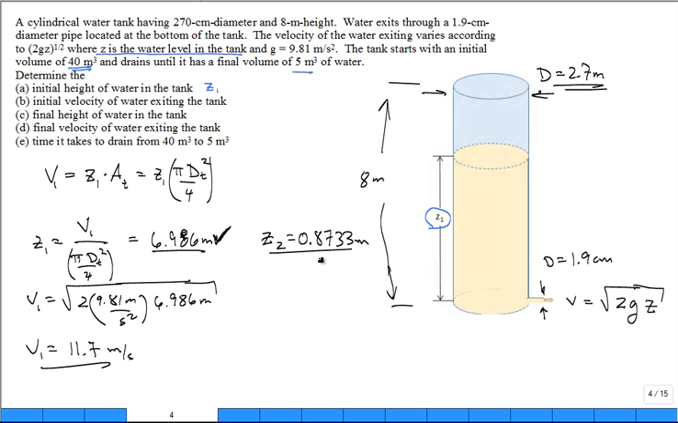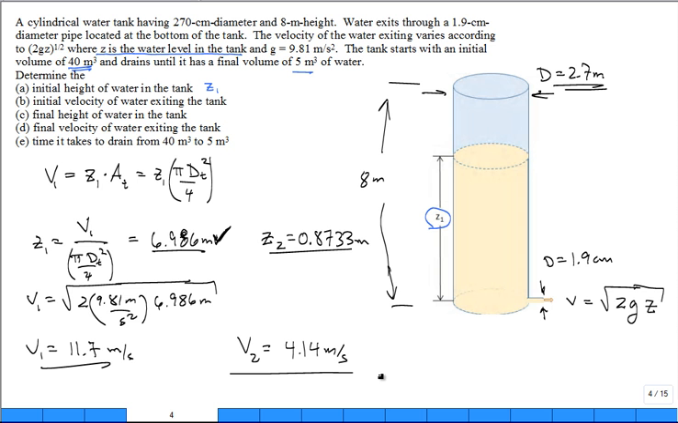How about the final velocity of the water exiting? So V2 is equal to, and it's not coming out at 11.7, it's coming out at 4.14 meters per second. A lot slower, isn't it? Because there's not a lot of head pushing it out. All right, pressure pushing it out. So what's the time it takes to drain from 40 cubic meters to 5 cubic meters? Now, that's a tough question.